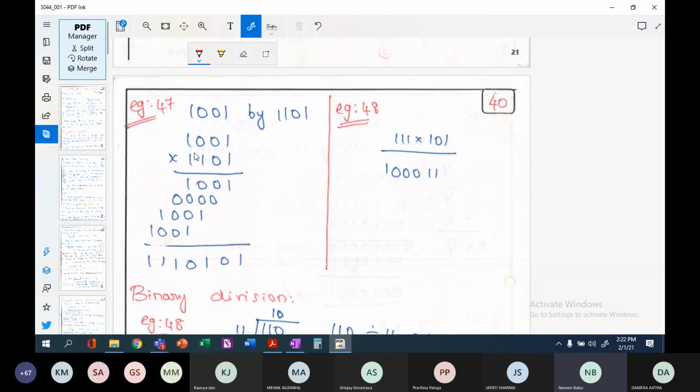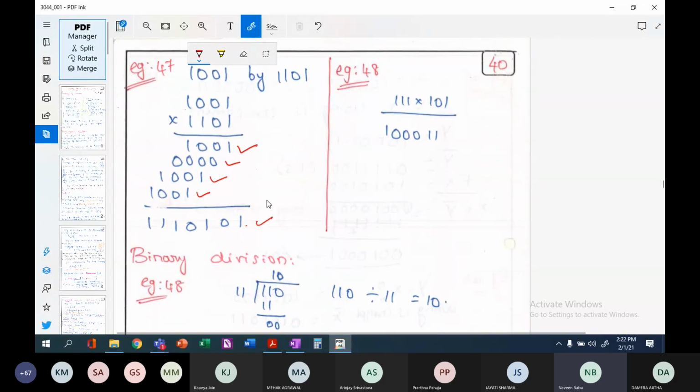This 1 gets multiplied with my multiplicand 1001, 1001. 0 multiplied by anything is 0. 1 multiplied by this gives the same number. Again 1 multiplied by the same number. Now I need to add all these column wise. So it is 1, 0, 1, 0, and with a carry 1, 1, and 1. So this is how you perform multiplication. Fairly simple, since it is our prerogative to cover all the arithmetic operations, we are doing it.